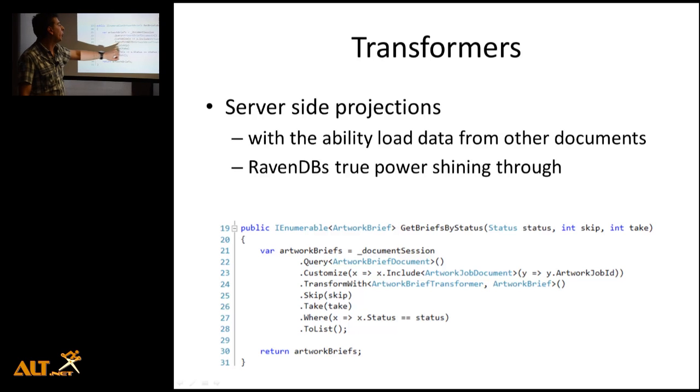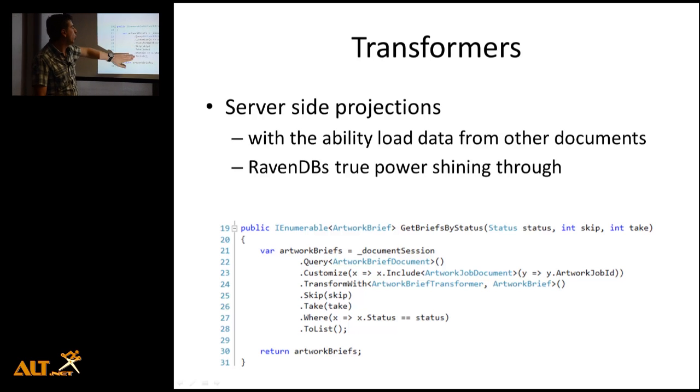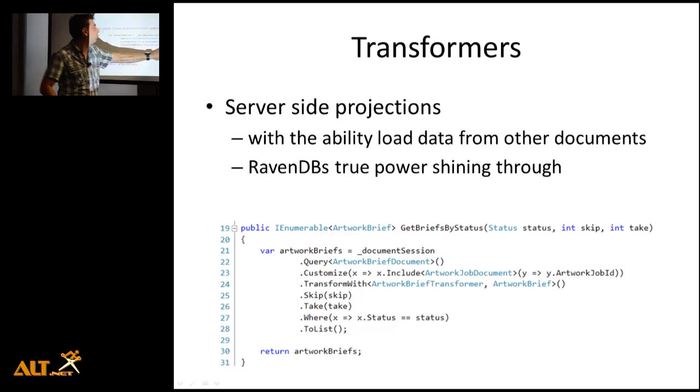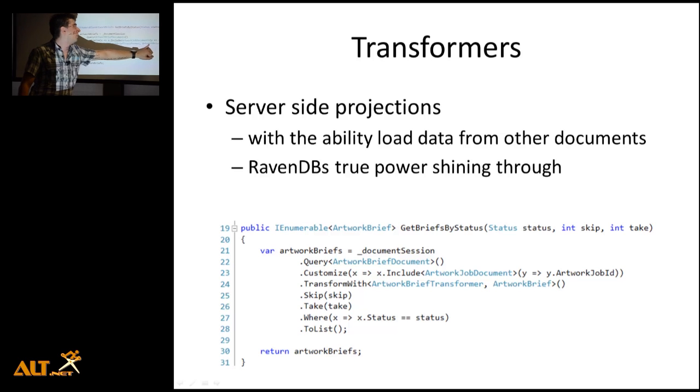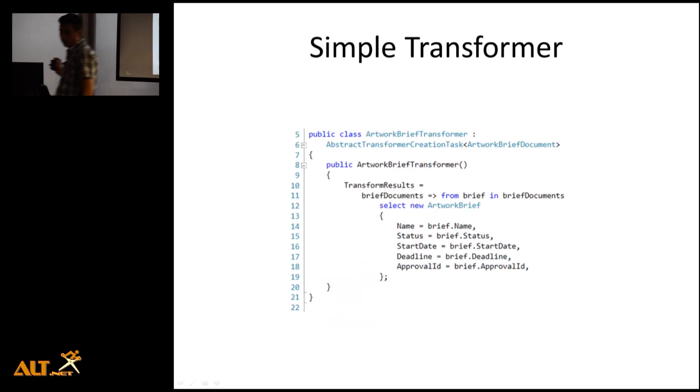And I'm telling it, hey, with the result set, use this transformer. And I'll show you the transformer on the next slide. And then you do your regular things, skip, take, status, and you return them. So the key here is transform with. This is my transformer. Sorry, the transformer is what is running inside Raven. And this is the DTO that it's going to produce.